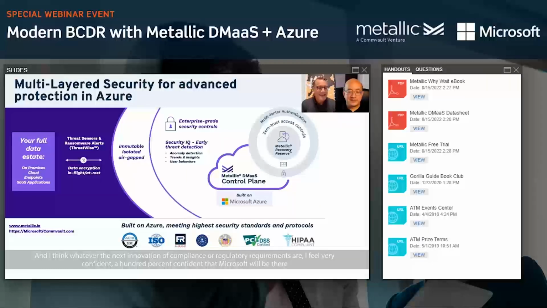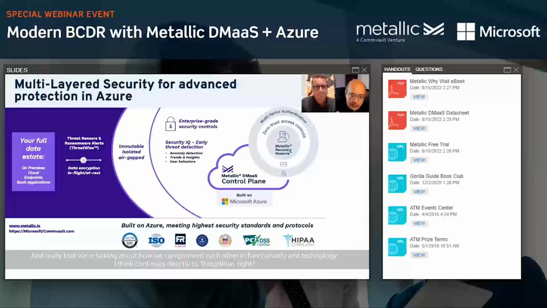And I think whatever the next innovation of compliance or regulatory requirements are, I feel very confident, 100% confident, that Microsoft will be there and it will be enabled and accessible with our platform within a short time span. But then delivering that same set of confidence and that same structure to our customers is where Metallic really comes into play.